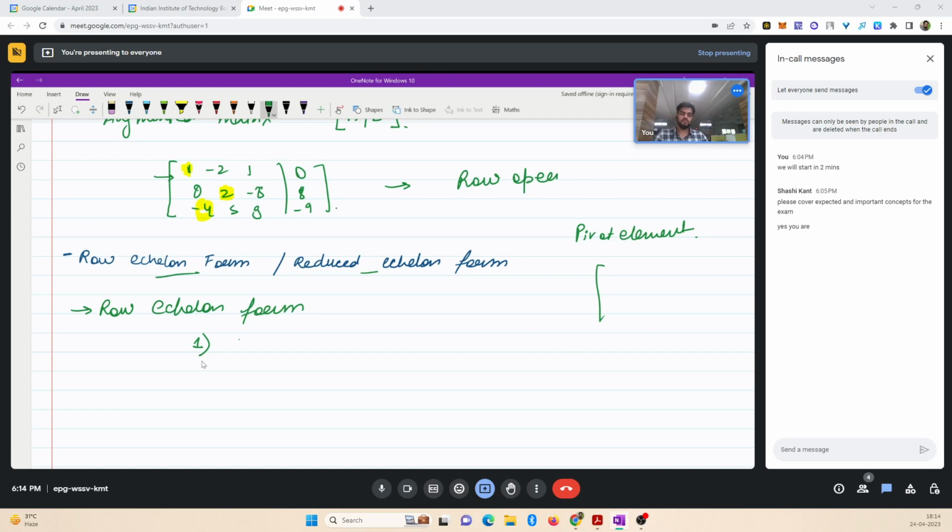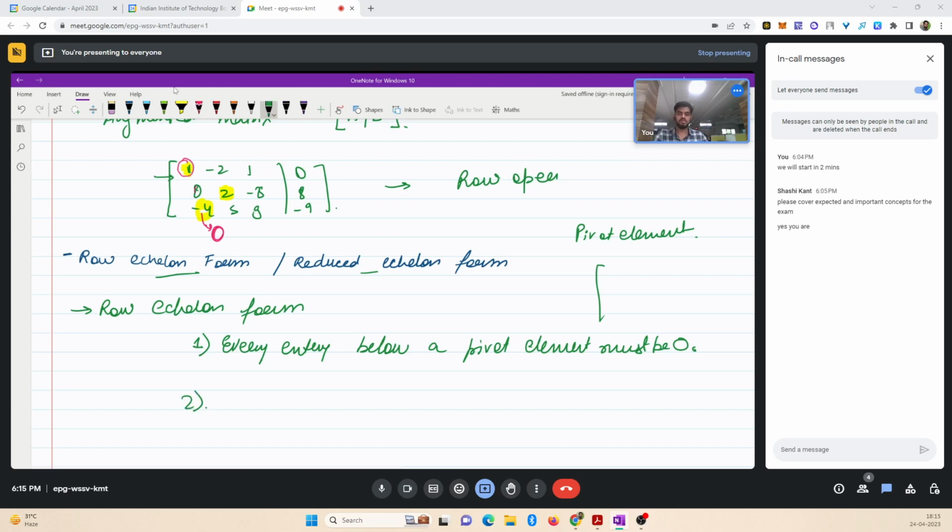So what does row echelon form say? That every entry below a pivot element must be 0. Okay, this is the first rule. So if you look at this particular matrix, if this is my pivot entry, then everything below this should be 0. So we need to make this 4 as 0. Okay.